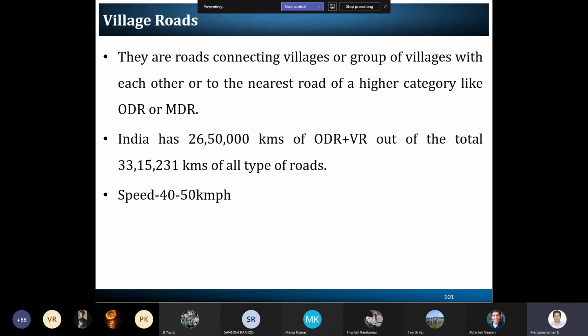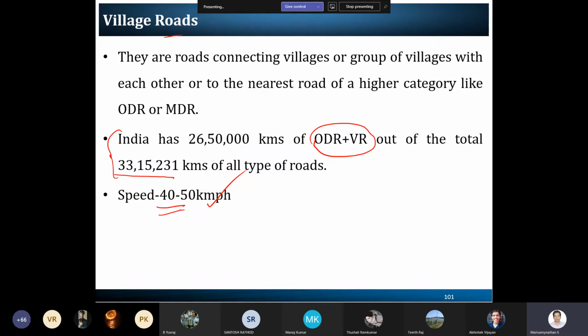The final one will be the village road. It is a straightforward term, and India has 26,50,000 kilometers of other district and village road together, when comparing with the total road length of 33,15,231 kilometers, based on the last statistics. The speed allowed for the village road is 40 to 50 kilometers per hour since it is connecting more villages. Within 5 kilometers, you can see 6-7 villages with a lot of speed calming measures, which is nothing but speed breakers. So that's why the speed limit is restricted to 40 to 50 kilometers per hour.